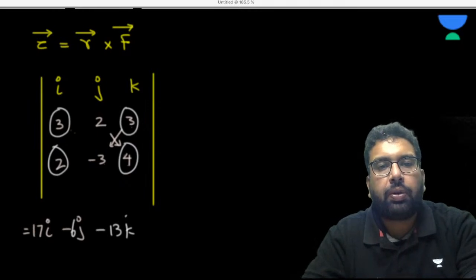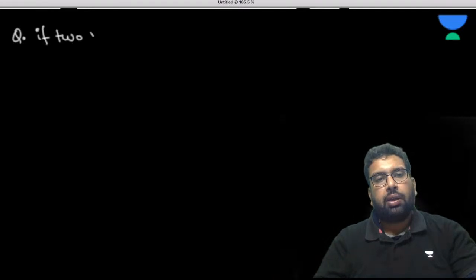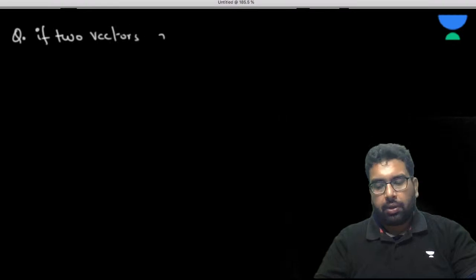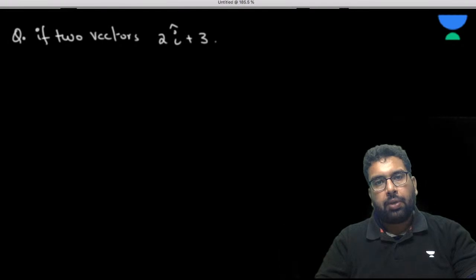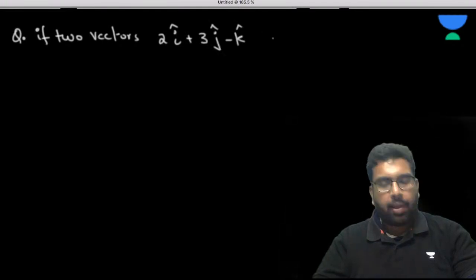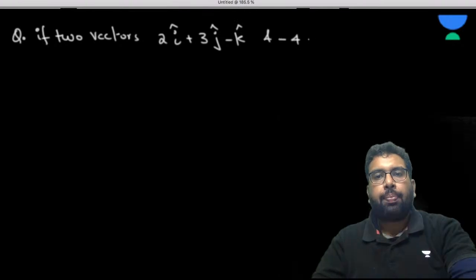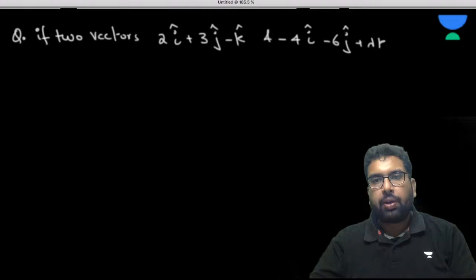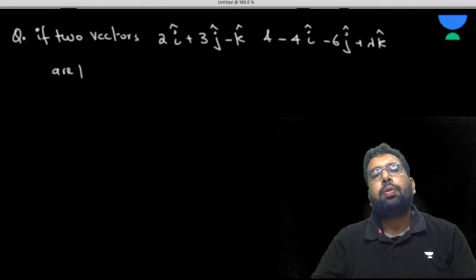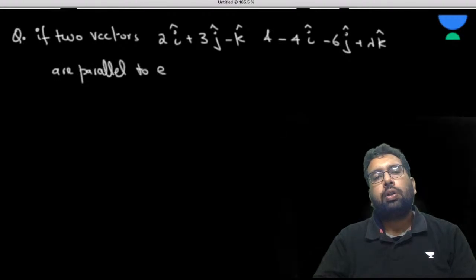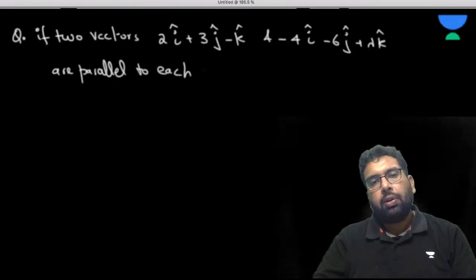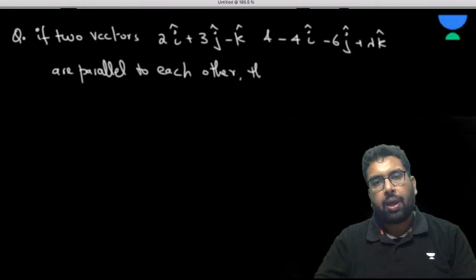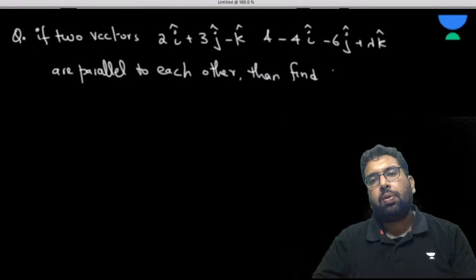Now let's move to one more question. If two vectors, let's suppose 2i cap plus 3j cap minus k cap and minus 4i cap minus 6j cap plus lambda k cap, are parallel to each other, then we have to find the value of lambda.